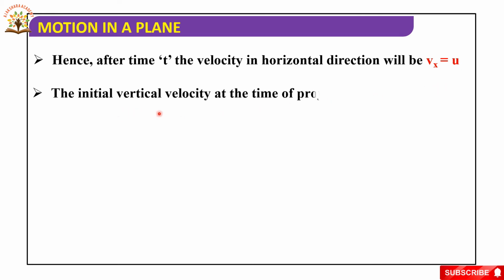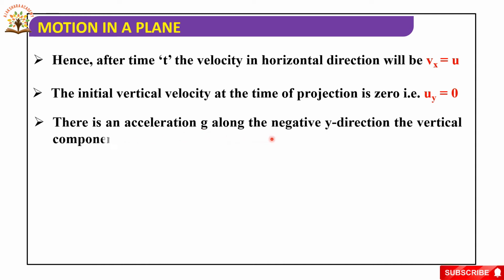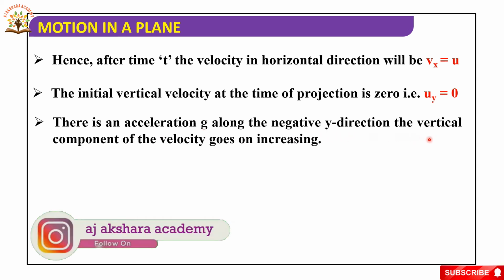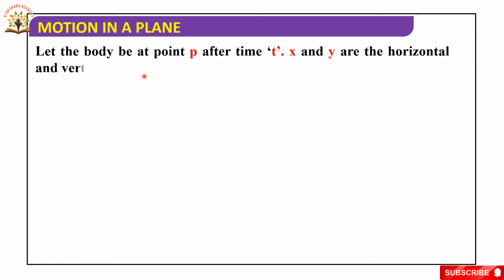The initial vertical velocity at the time of projection is 0, so uy is equal to 0. There is an acceleration g along the negative y direction, so the vertical component of the velocity goes on increasing. Now let the body be at point P after time t. x and y are the horizontal and vertical displacement after time t.